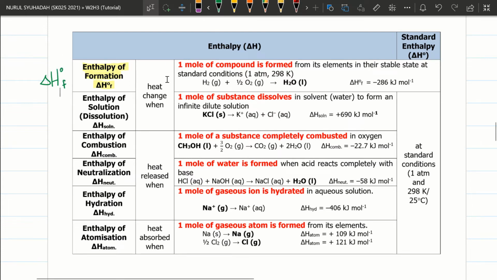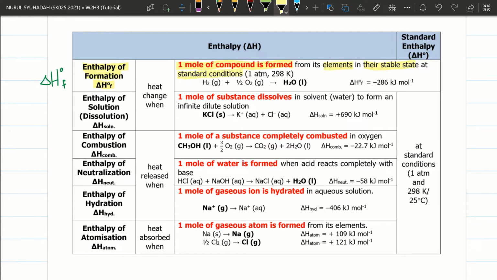Why must formation have the node? Because if you look at the definition, enthalpy of formation is heat change. When I say heat change, it can be both: it can be released or it can be absorbed. Heat change when 1 mole of compound is formed from its elements in their stable state at standard condition. So I repeat, for enthalpy of formation, heat change when 1 mole of compound is formed from its elements in their stable state at standard condition.